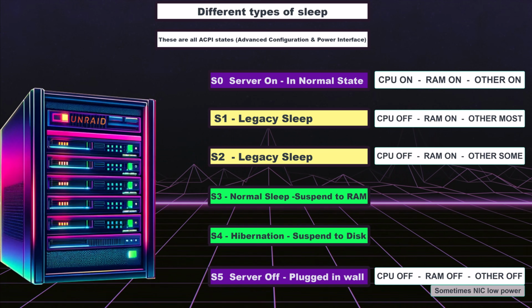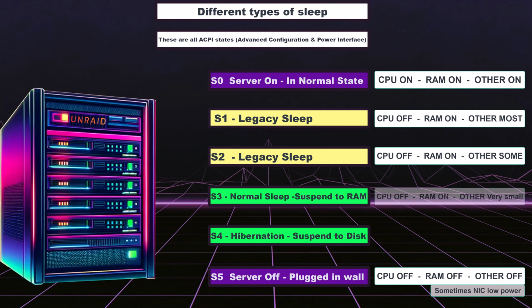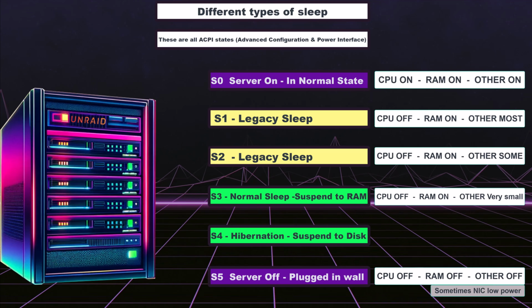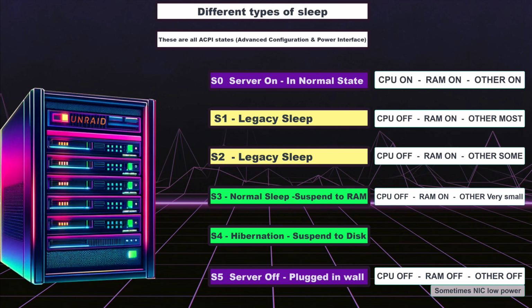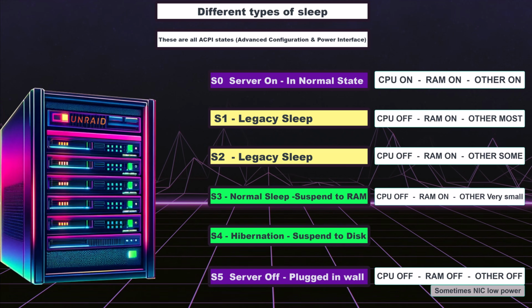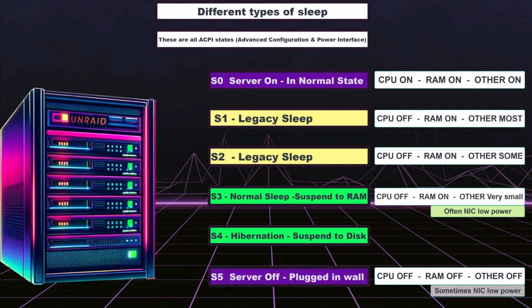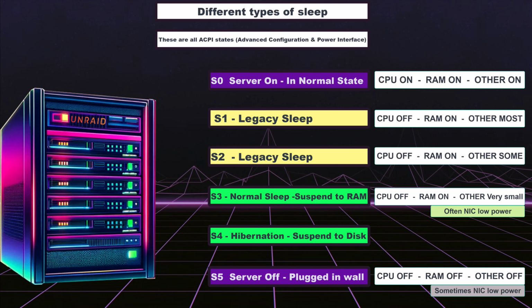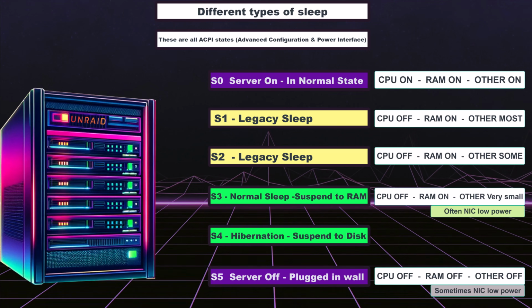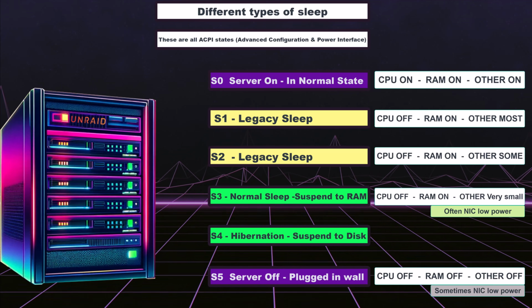Now with S3, which is probably the most common version of sleep, the CPU is not executing any instructions and the state of the system is all held in RAM. And pretty much most of all the other components, they're either off or in a very low power state. And S3 is the sleep state which is easiest to be able to wake using a Wake on LAN packet. More hardware will support this version than any other. And S3 sleep is often referred to as suspend to RAM.